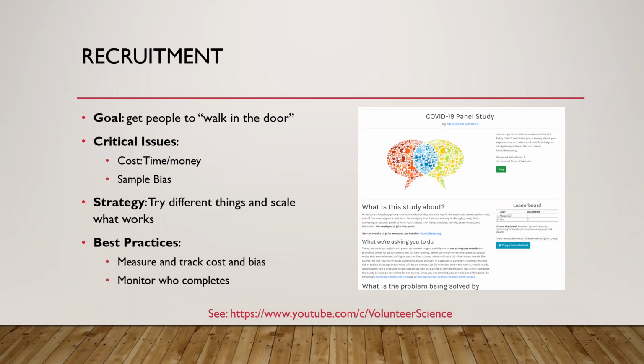So you want to make sure that you have instrumentation in your study so that you know where people are coming from, which mode of recruitment. So you have a sense of the costs for each mode of recruitment. And then you also want to know the types of people who are coming from each mode.